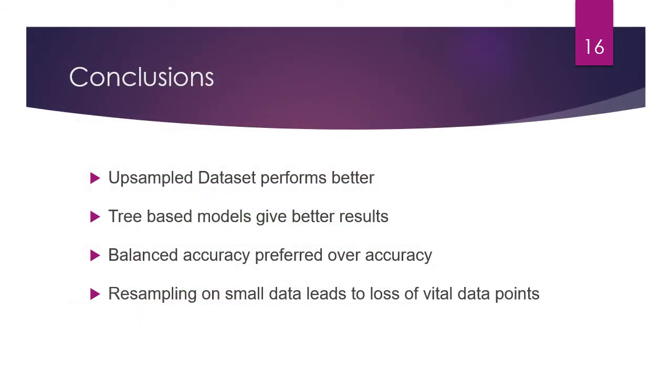From our experiments using various models on original and preprocessed data, we observe the following. Upsample dataset performs better than the downsampled, SMOTE or imbalanced dataset. Tree-based models give us better results, which in our case was random forest. Balanced accuracy is more reliable than accuracy. Resampling on small data leads to loss of vital data points. This is the reason why the downsample data gave us bad performance metrics.